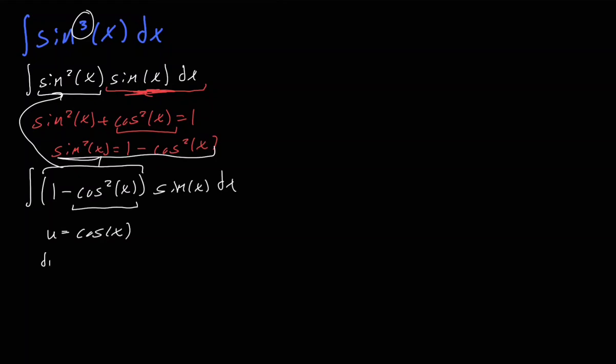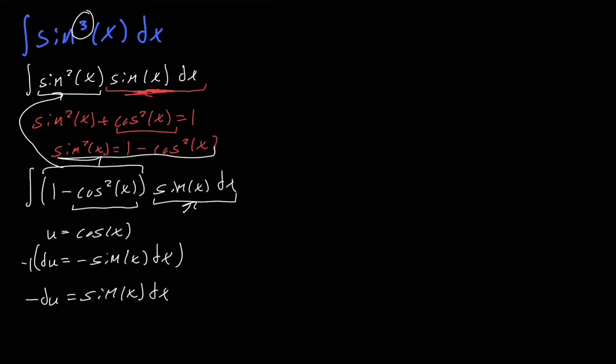And when we take the derivative of this, we know that that's going to be negative sine x dx. But notice how there's no negatives here. There's no negatives right here. So let's just go ahead and multiply this whole thing by negative 1. So that gives us negative du equals sine x dx.